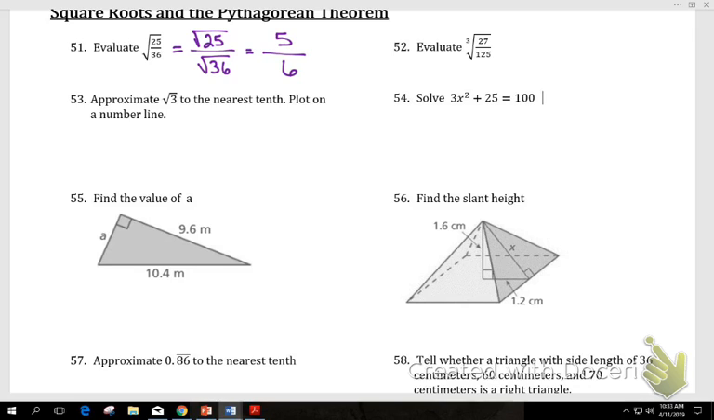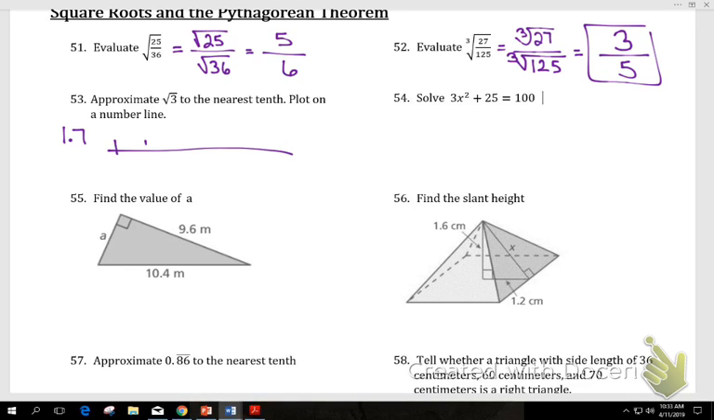The same thing goes with the cubed root. What number can be multiplied by itself 3 times to equal 27? 3. And what about 125? So it's 3/5. To approximate the square root of 3, you are allowed to use your calculator to get to 1.7 and to plot it on a number line. The dot would just go right after the 1.5, or if you went by ones, it would just go right between the 1 and the 2.